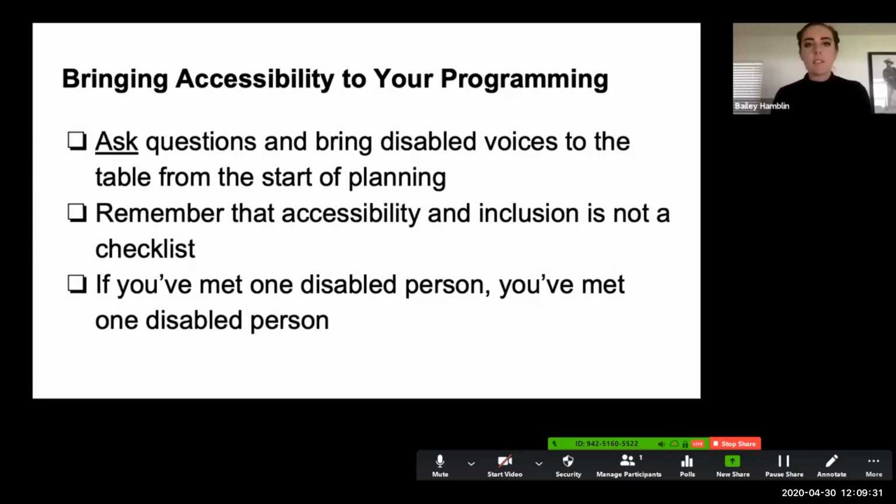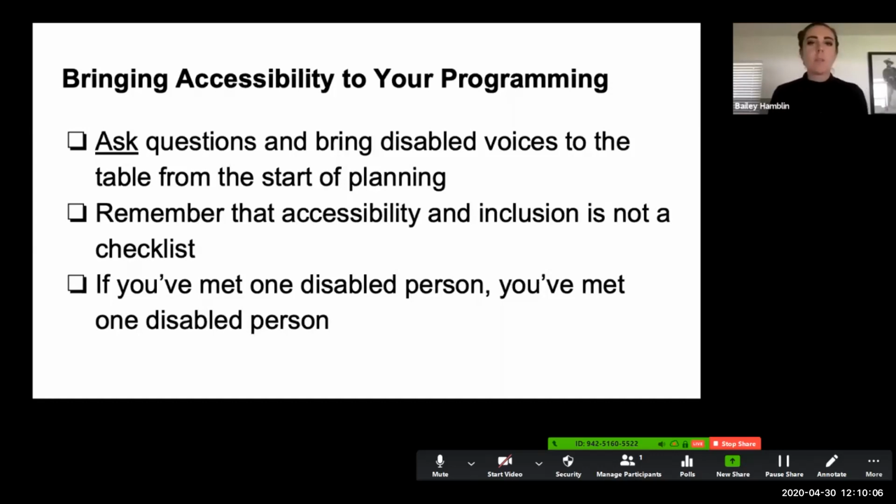And that ties into this concept that if you've met one disabled person, you've met one disabled person. Everybody operates a little bit differently. There's not one fix for everything that will make everything totally inclusive and accessible for everybody. So we're constantly having to do our research to educate ourselves, to listen to the voices of those that hold these identities and are the most affected, and to constantly be willing to be flexible and to adjust our programming.